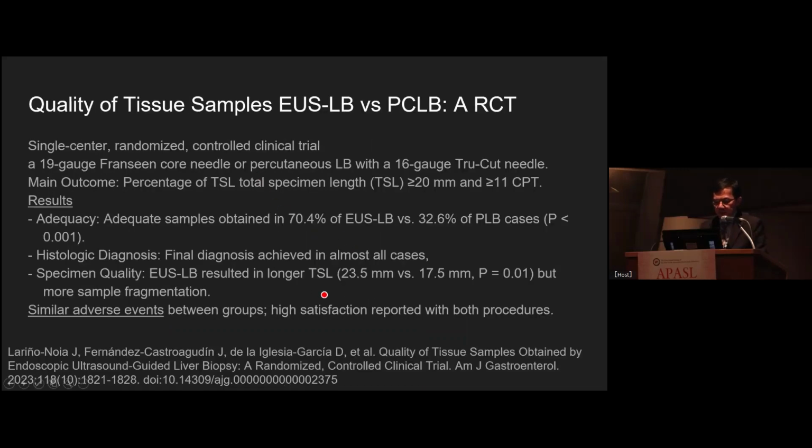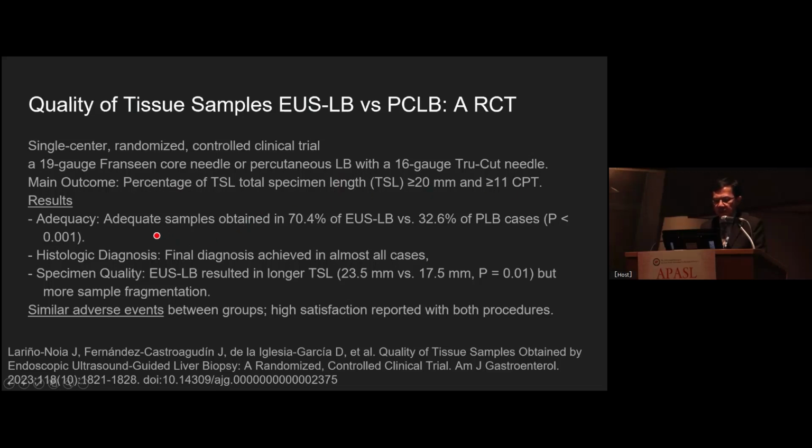And this study was published in 2023 in the American Journal of Gastroenterology. They compared EUS-guided liver biopsy versus percutaneous liver biopsy. This is a randomized controlled trial, following the meta-analysis published in an EUS journal last year that included 5 studies comparing FNB needle versus percutaneous liver biopsy. It is a single-center randomized controlled trial and used a 19 gauge Franseen needle versus a 16 gauge percutaneous needle. The main outcome is the percentage of total specimen length of more than 20 millimeters and more than 11 complete portal tracts.